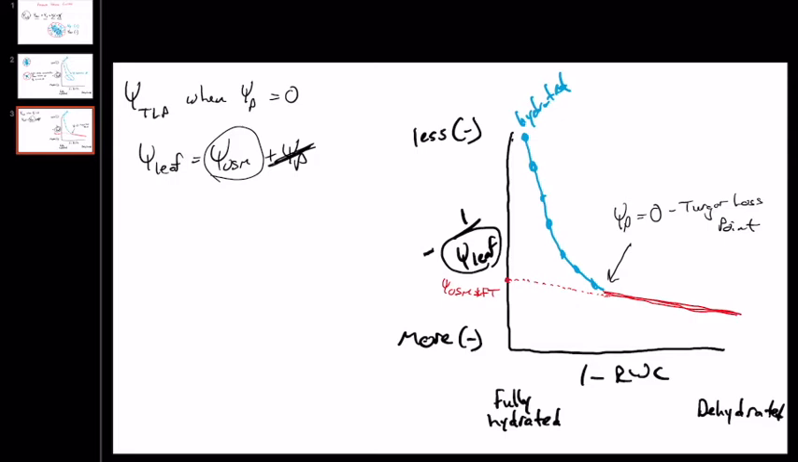We can also figure out what the osmotic potential is at turgor loss point, which isn't used as much. We use this one quite a bit. We use osmotic potential at full turgor, and we use turgor loss point. Oops, I didn't mean to erase that.